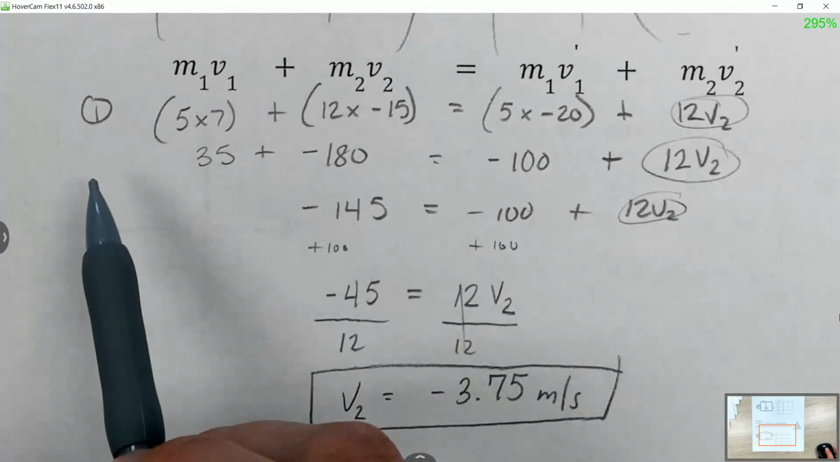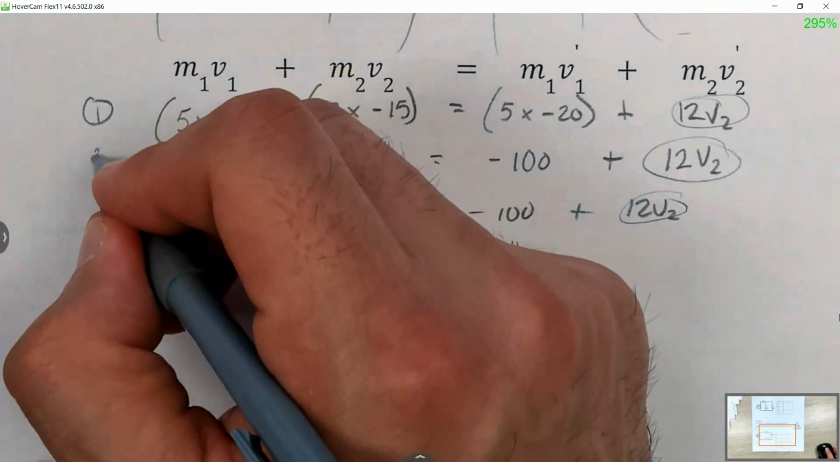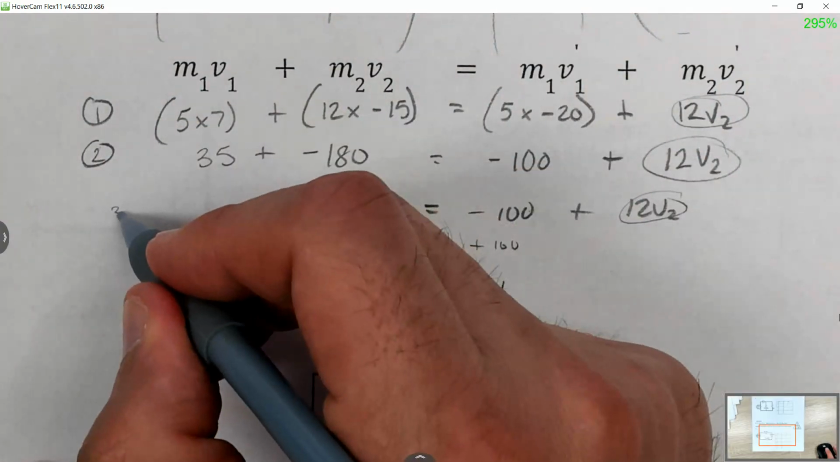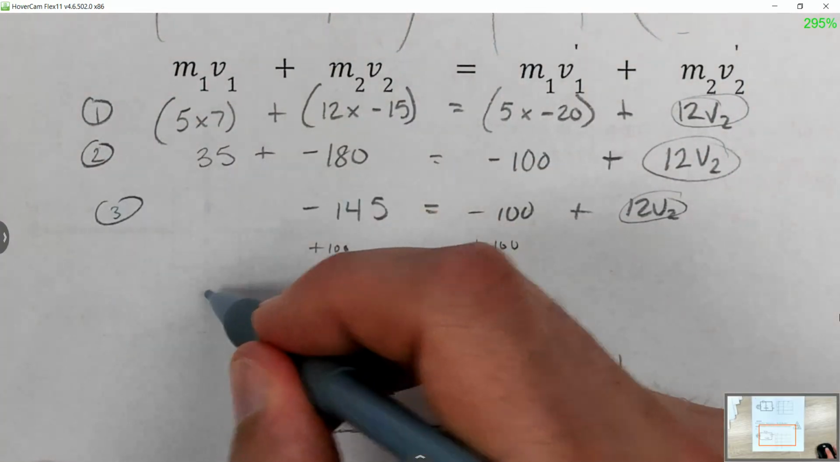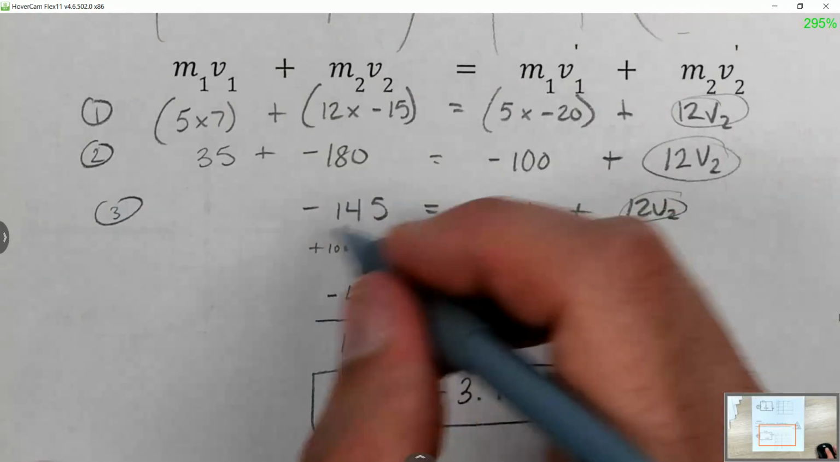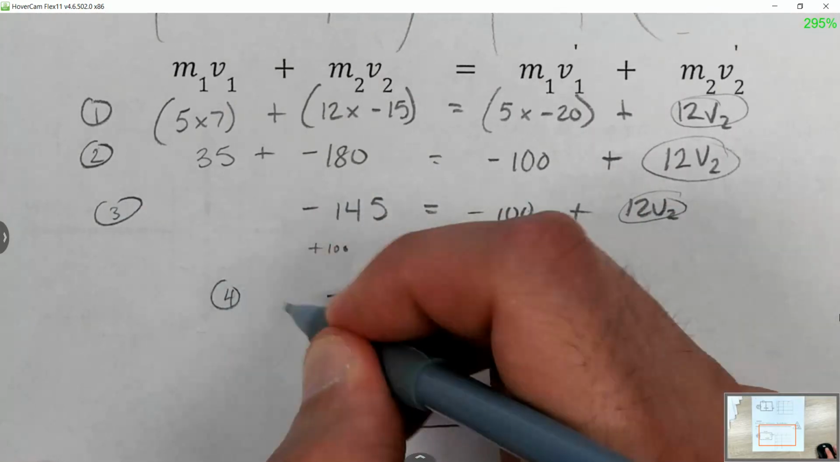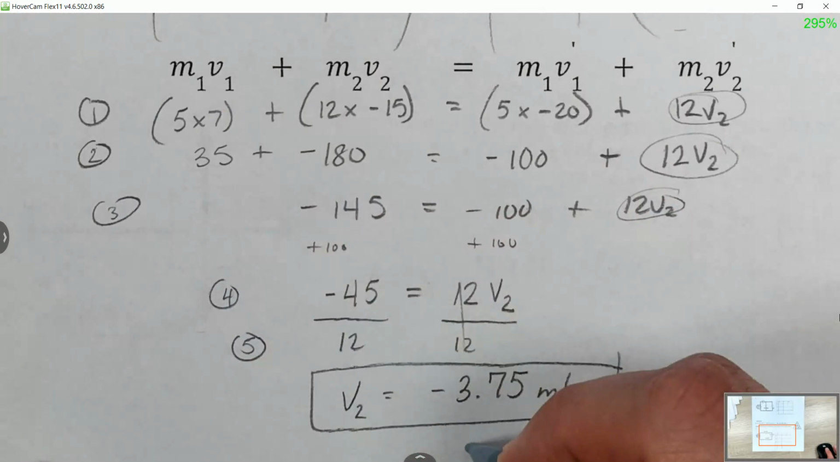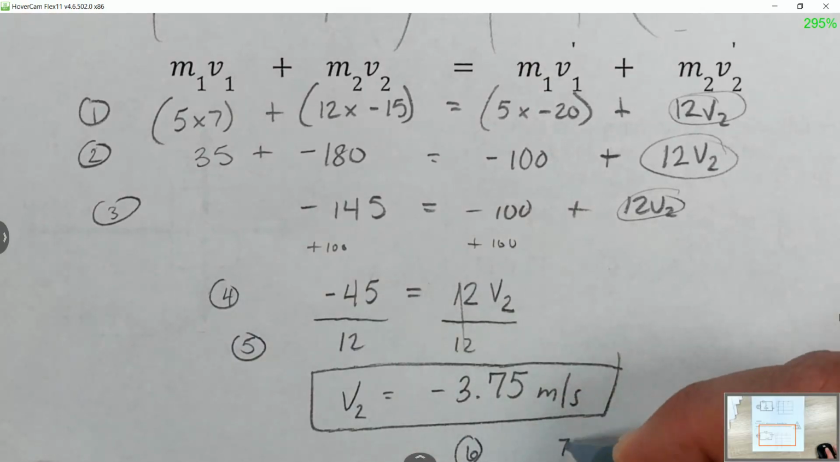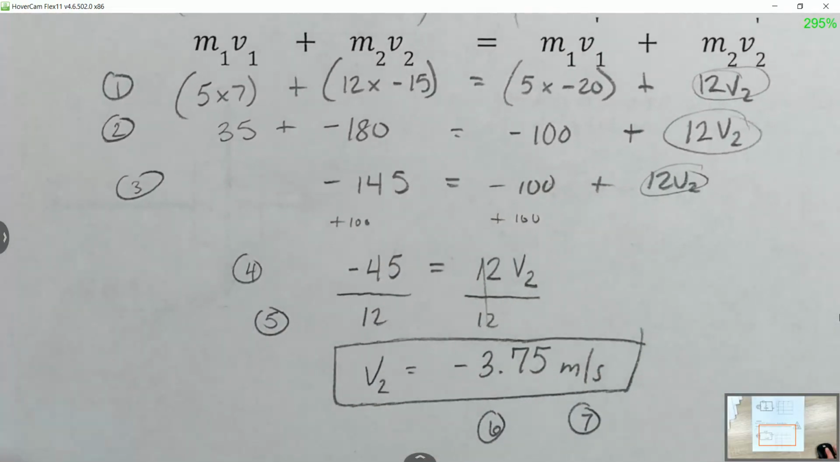So you have to do that. Simplify that stuff. Second point. Break it down to the third line. Get this over. It's your fourth point. Do the divide, fifth, and then 6 and 7, for the correct answer and unit.